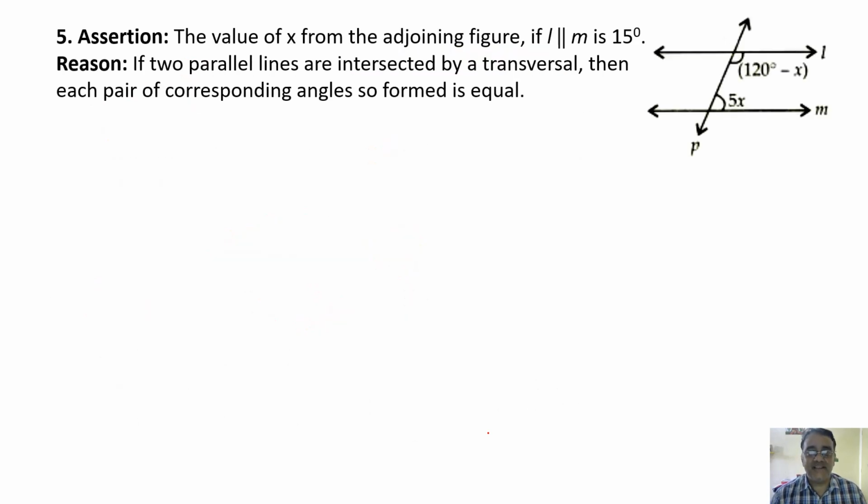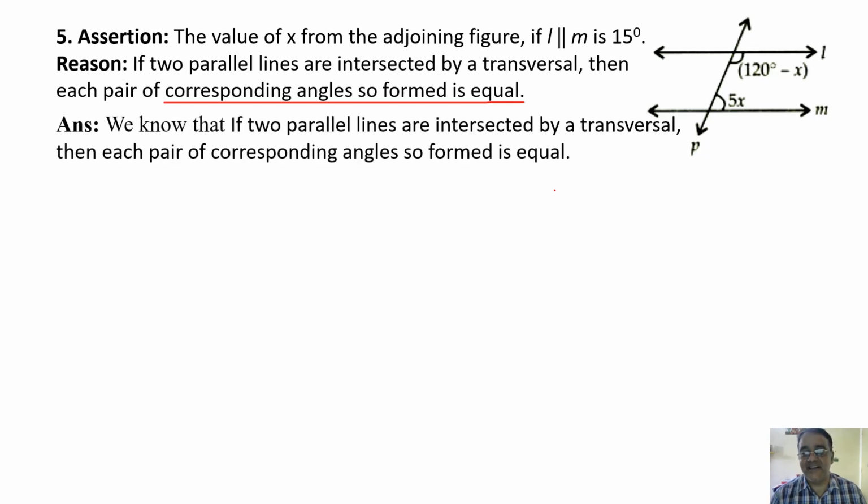The value of x from the adjoining figure, if L is parallel to M, is 15 degree. If two parallel lines are intersected by a transversal, then each pair of corresponding angles so formed is equal. Okay, so यहाँ पे reason तो correct है. The statement what is given in the reason, that is if two parallel lines are intersected by a transversal, then each pair of corresponding angles so formed is equal. So reason is correct, but हम लोग को इसका use नहीं है यहाँ पर, क्योंकि what is the sum of these two angles?